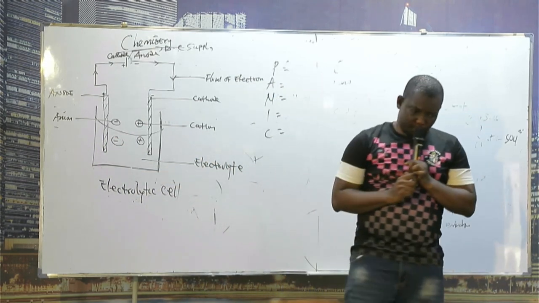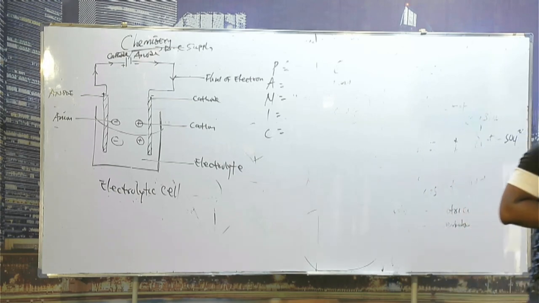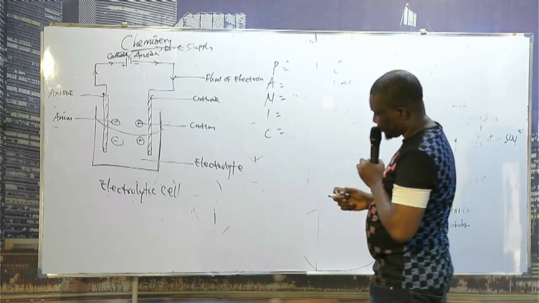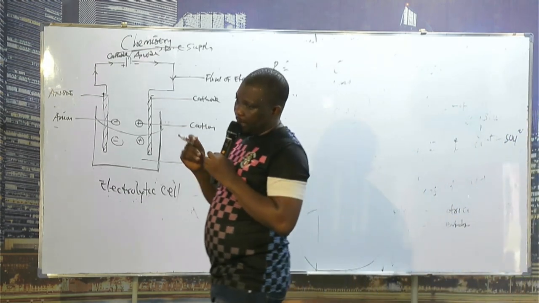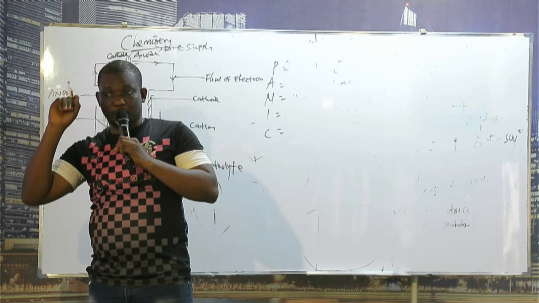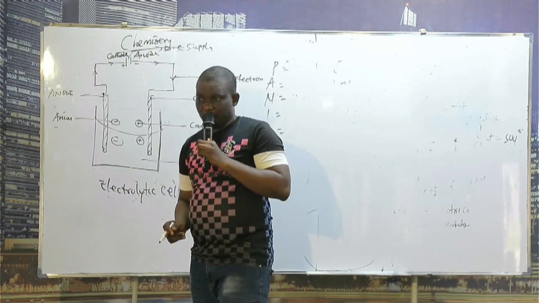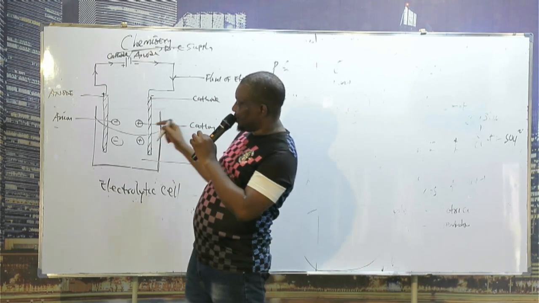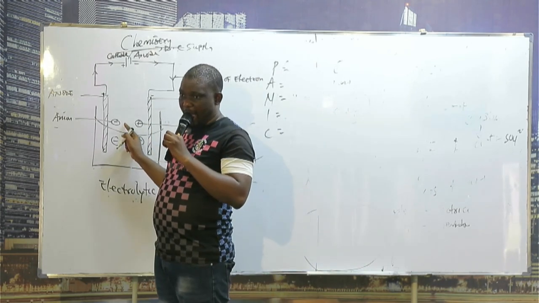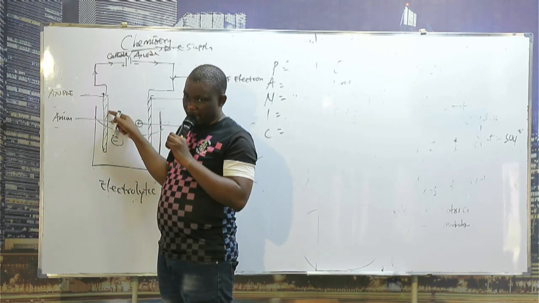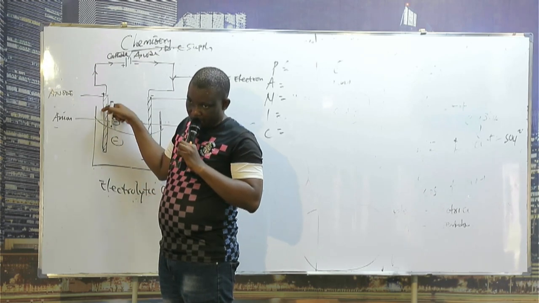Where does oxidation occur in these two electrodes? Oxidation, anode. What is oxidation? In terms of transfer of electron, oxidation is the loss of electron. So any ions that migrate to the anode will lose electron.